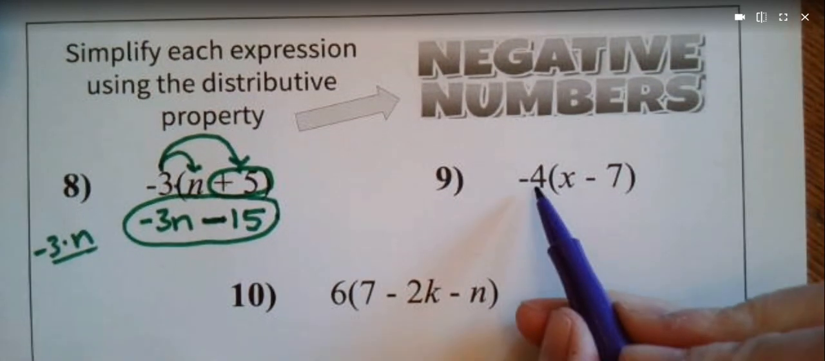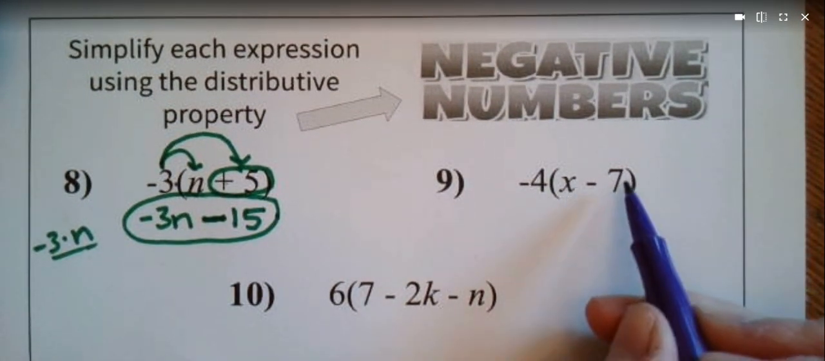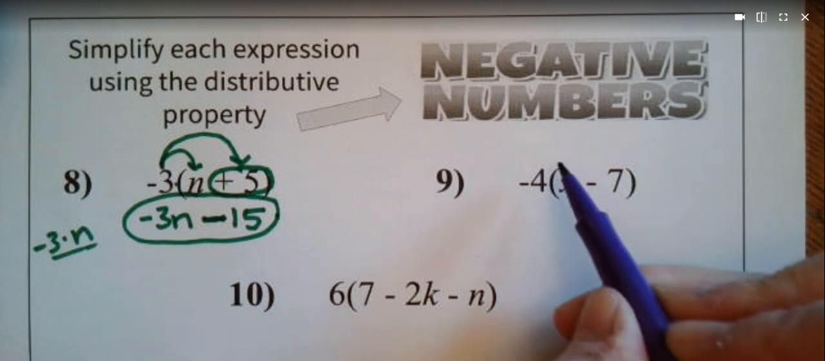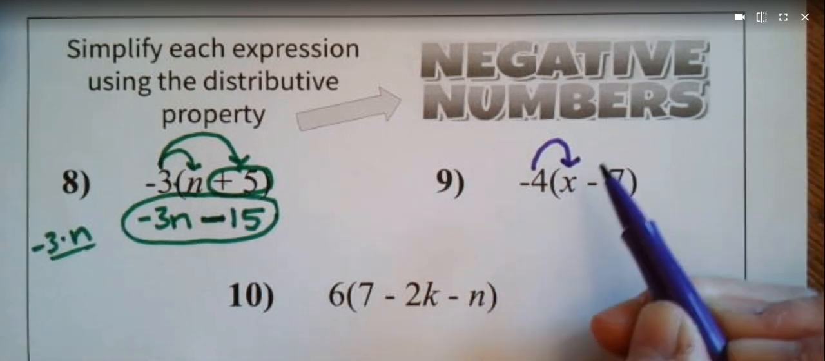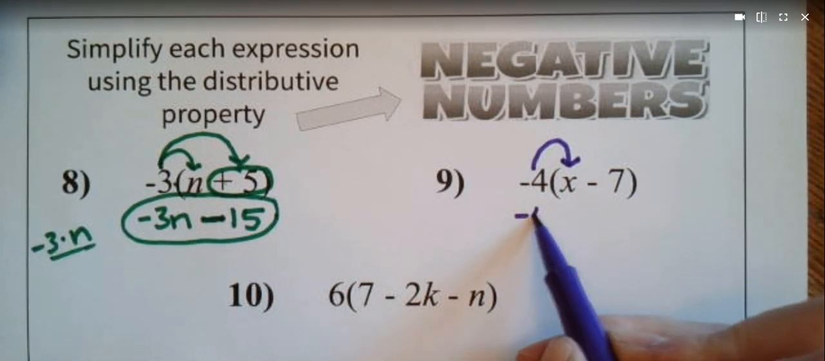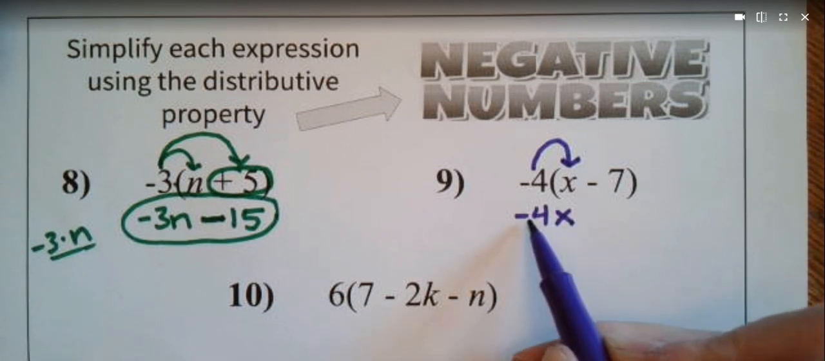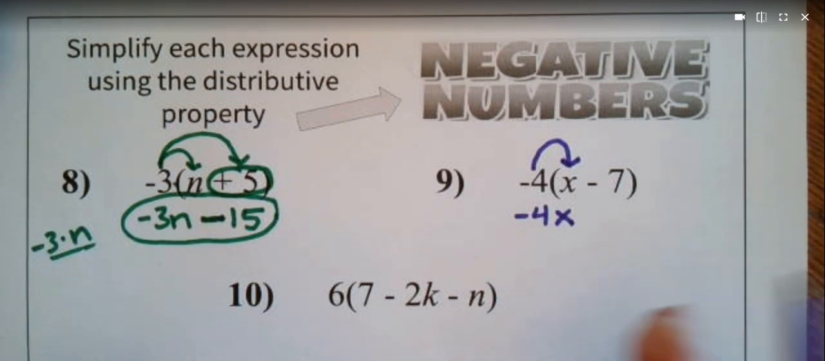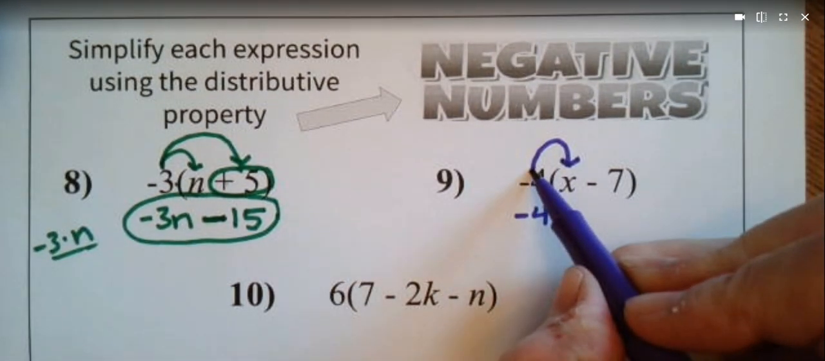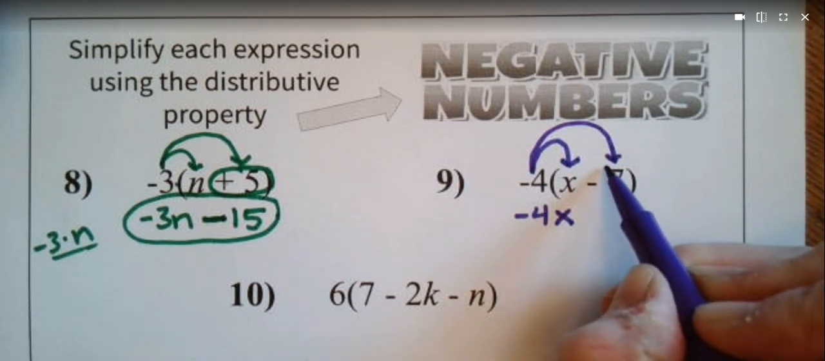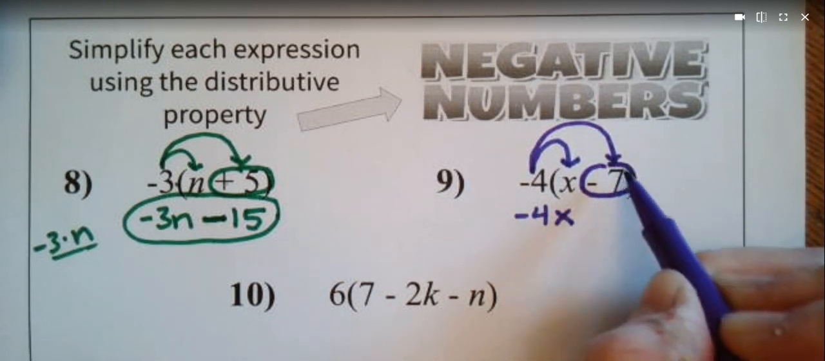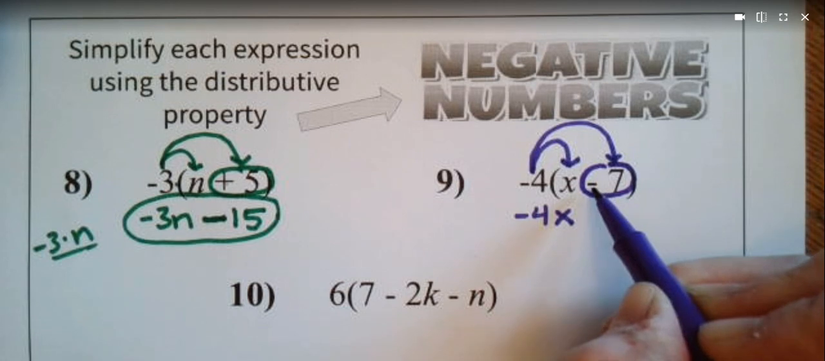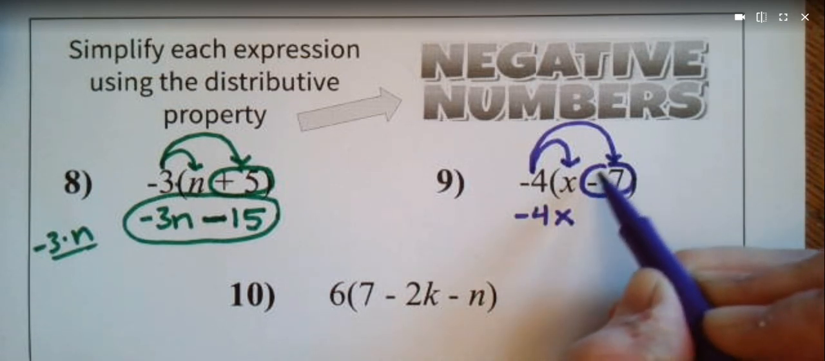Now I'm distributing negative 4 times the quantity x minus 7. Okay, so first let's do negative 4 times x. I would write that as negative 4x. Remember, when I'm multiplying a number and a variable, I can just stick them right together. Now I have negative 4 times, look in front, negative 7. I always look in front of the number to tell if it's positive or negative. That's why I'm circling that.